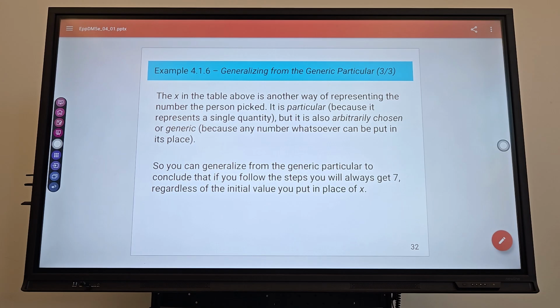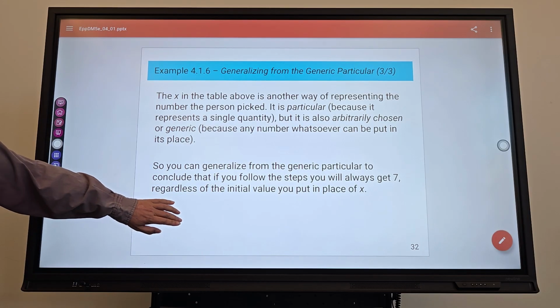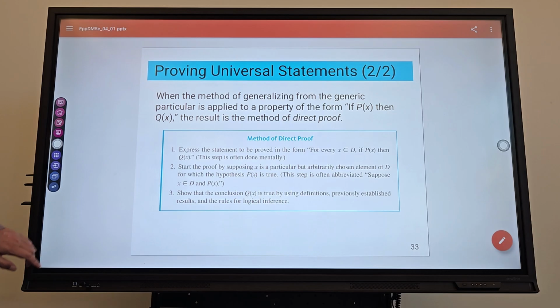The x in the table above is another way of representing the number the person picked. It is particular because it represents a single quantity, but is also arbitrarily chosen or generic because any number whatsoever can be put in its place. So you can generalize from the generic particular to conclude that if you follow these steps, you will always get 7, regardless of the initial value.